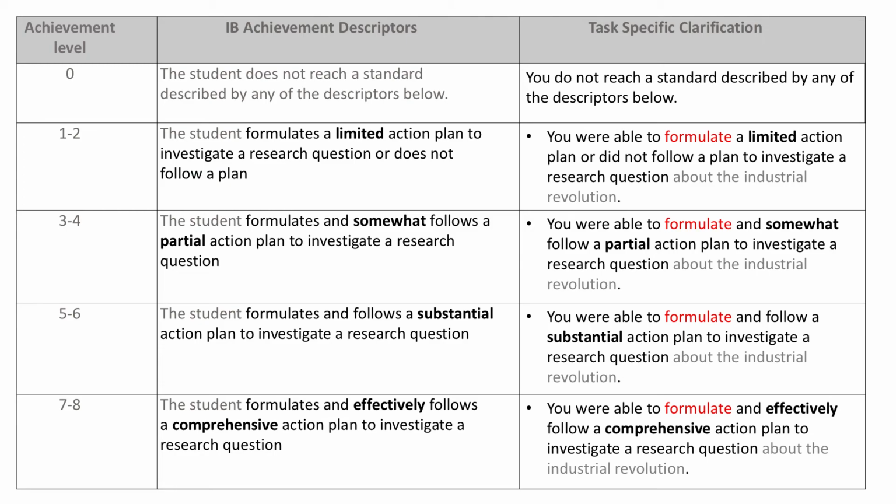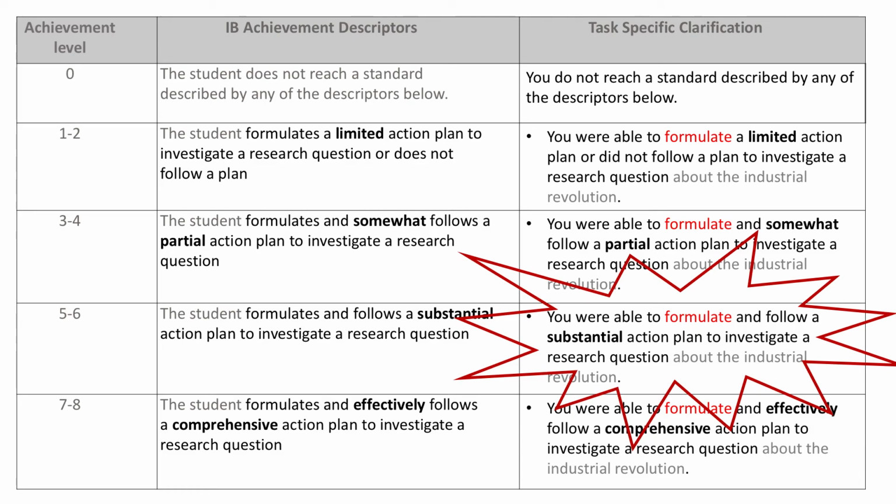The IB achievement descriptors are fairly general, so many times the teachers will provide you with something called task-specific clarifications. This is a little bit of extra information that's specific to your summative assessment task, and it helps you to make sure that you understand what you need to do and that you include everything that is required.